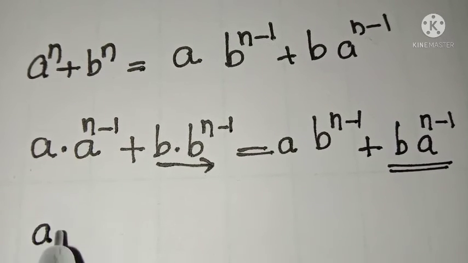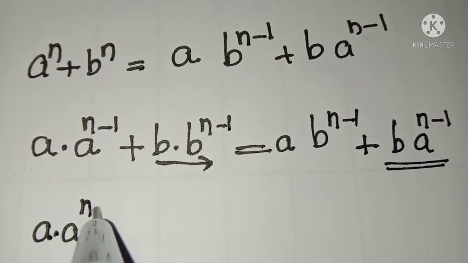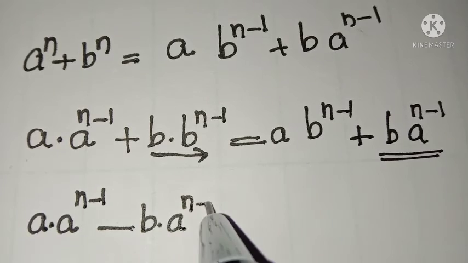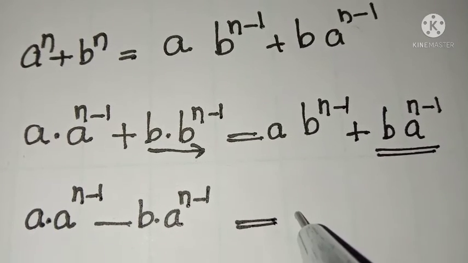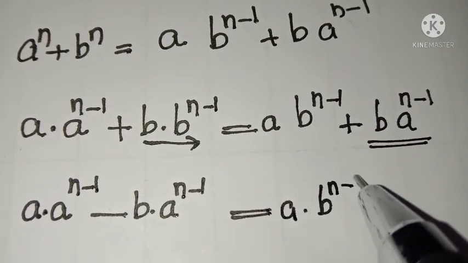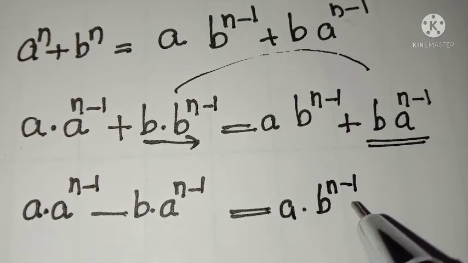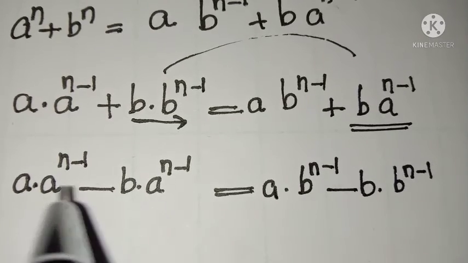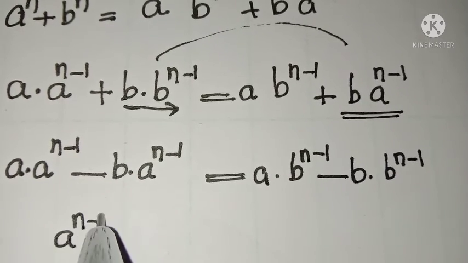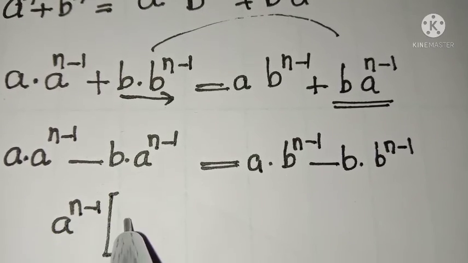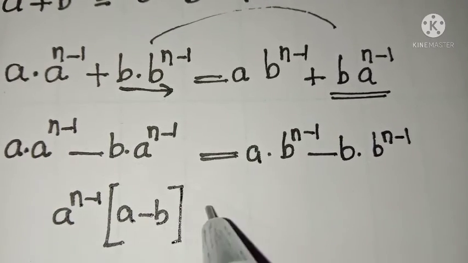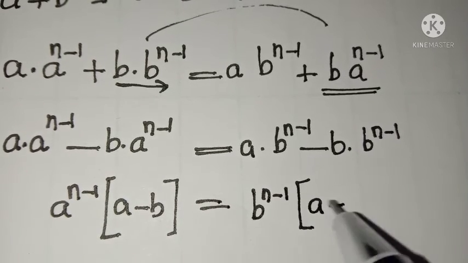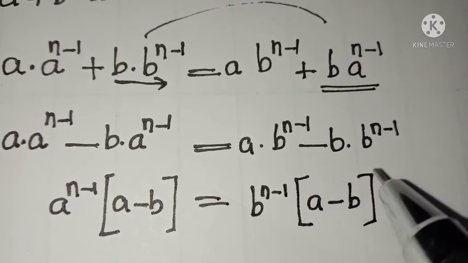So this becomes a into a raised to n minus 1 minus b into a raised to n minus 1 equal to a into b raised to n minus 1 minus b into b raised to n minus 1. Now look here, a raised to n minus 1 is common, so take it outside, remaining a minus b. Here b raised to n minus 1 is common, so b raised to n minus 1 into a minus b.